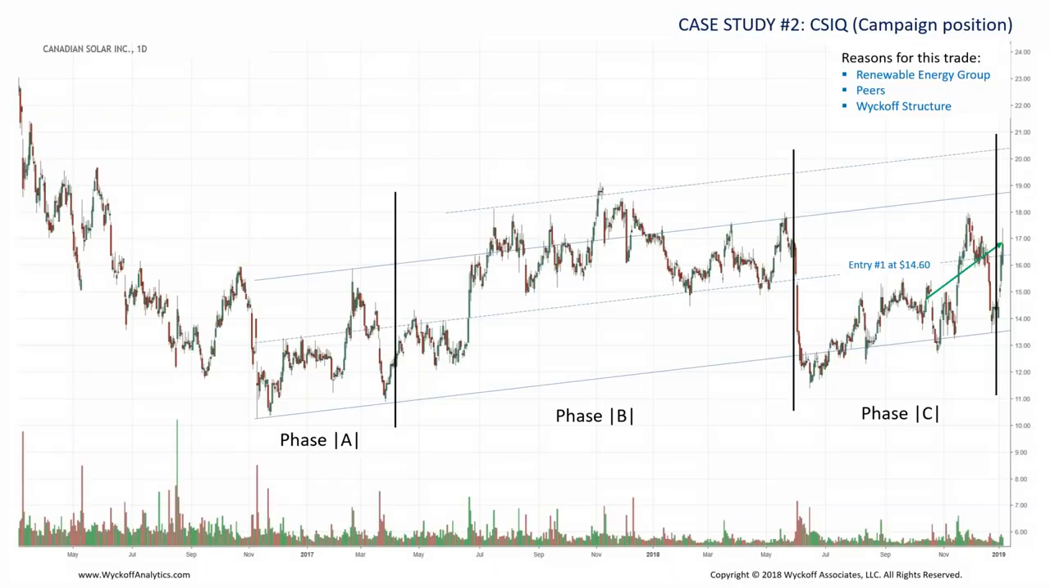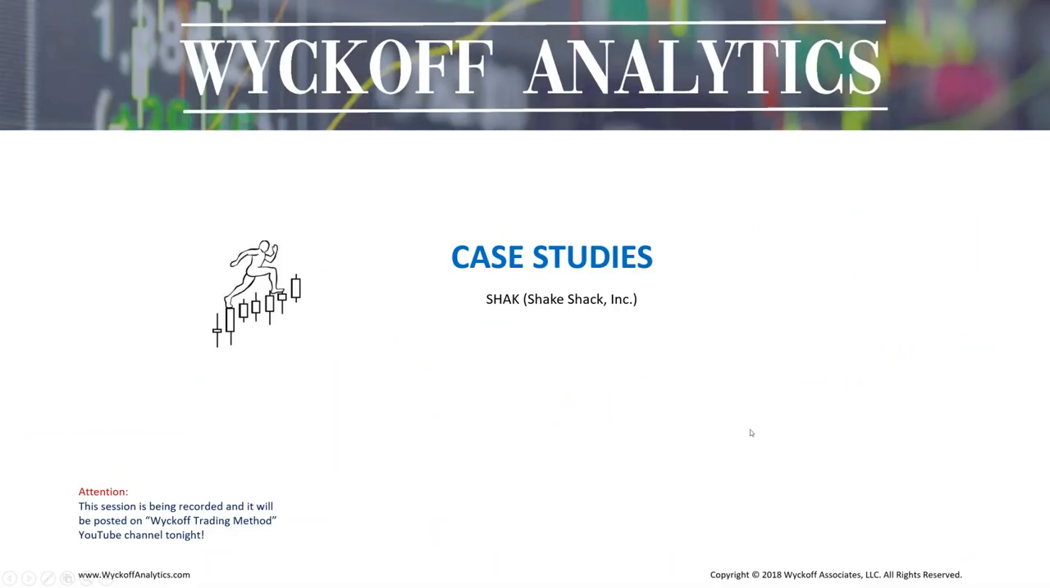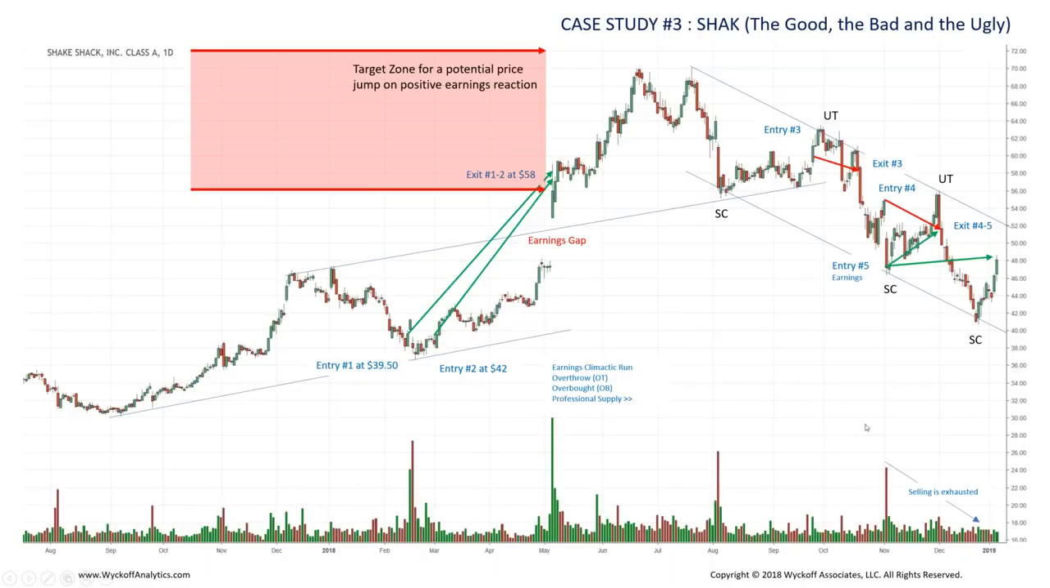All right, let's look at another trade or another case study. This case study is about Shake Shack. For those of you who follow my analysis and follow us on either wyckoffanalytics.com or presentations that I occasionally give on stockcharts.com, you're probably familiar with this trade that I've done. I also have a description of the first trade on YouTube, so I'm not going to spend a lot of time on that. That was a really good trade, a really good swing trade.